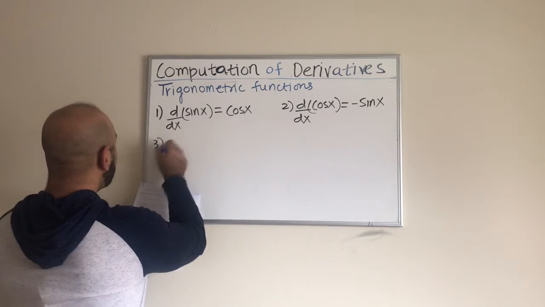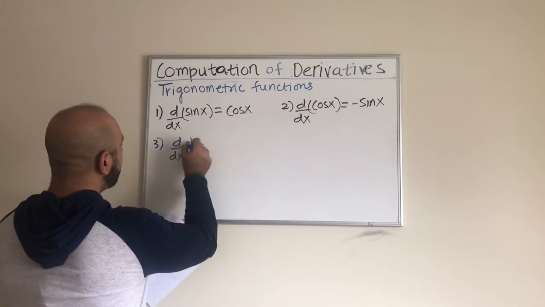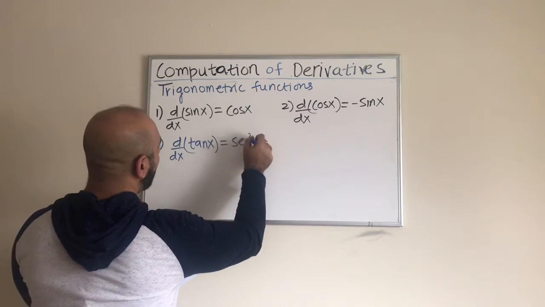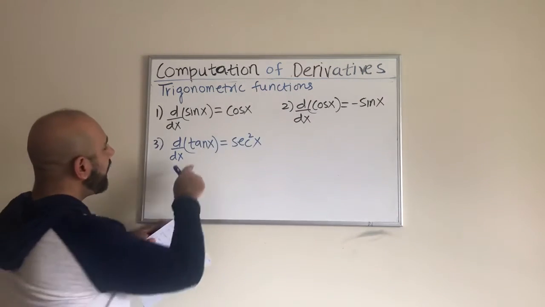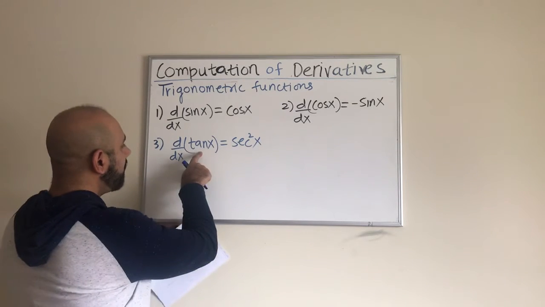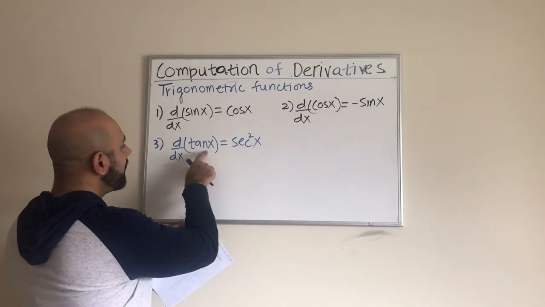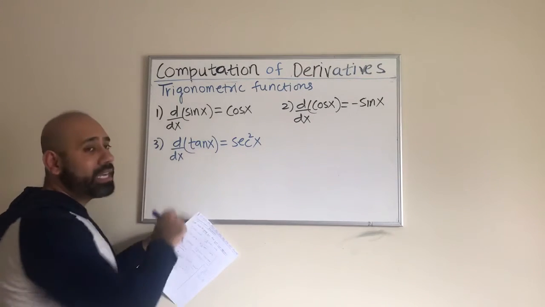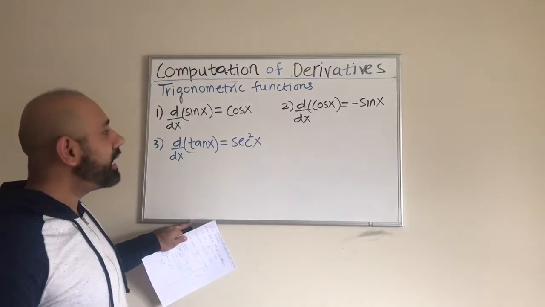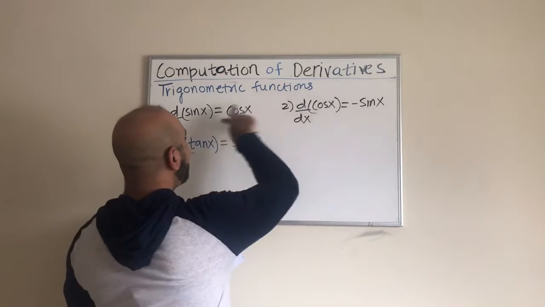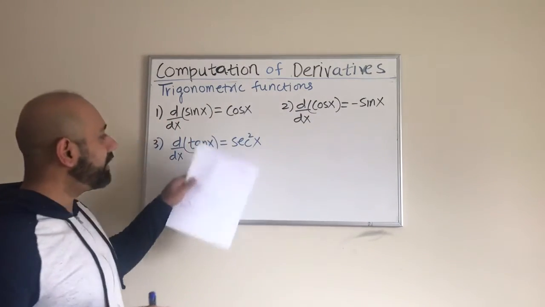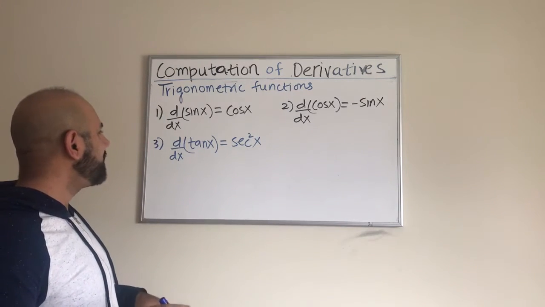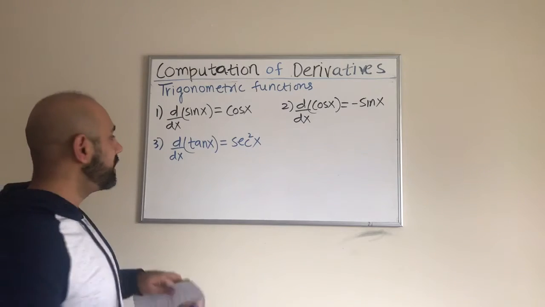Guys, number three is the derivative of the tangent function. The derivative of the tangent function is the secant square of x. So if I have to find the derivative of tangent, we know tangent is the ratio of sine over cosine, so I can write this as sine over cosine, and then I can use the quotient rule on that, and I will also use some identities, and finally I will get secant square x. So it is not too difficult to derive the derivative of tan x to be equal to secant square x.